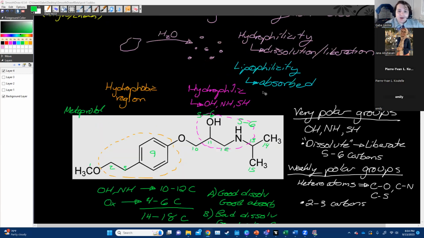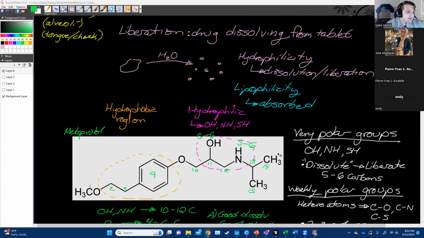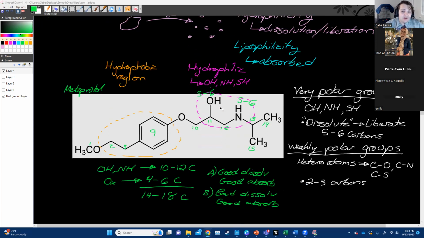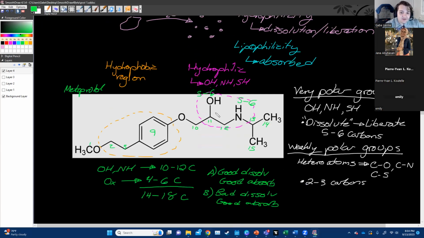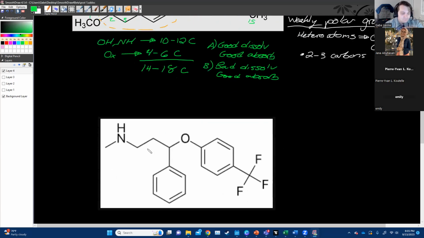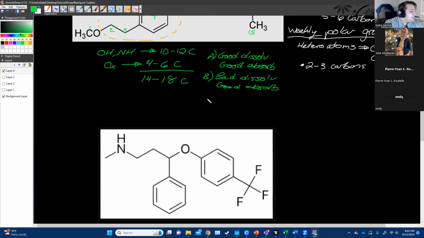So the idea is that in order to be absorbed, you need to be as lipophilic as possible. If we could get rid of all of these oxygens and nitrogens and just have carbons, that would be perfect. The problem is that there's no way that this is going to dissolve in the stomach. So in order to balance the number of carbons, we need to have a certain number of polar atoms, if that makes sense. Does that answer your question? Yes, it does. Thank you. The answer would be A here.